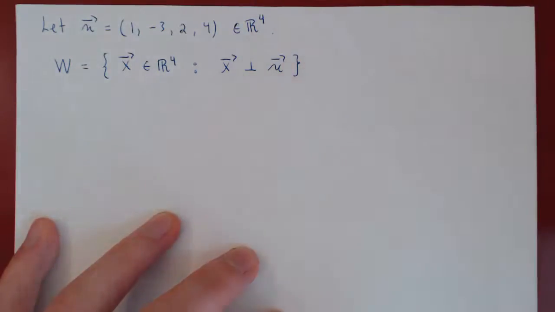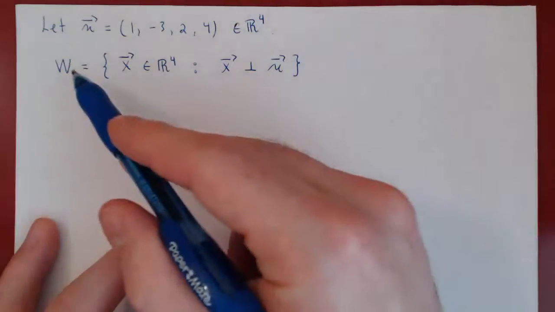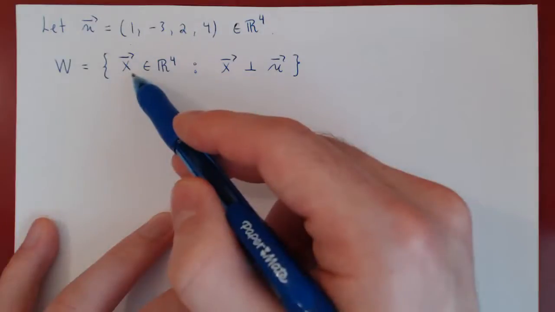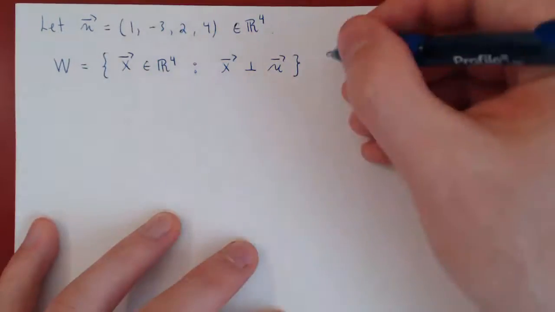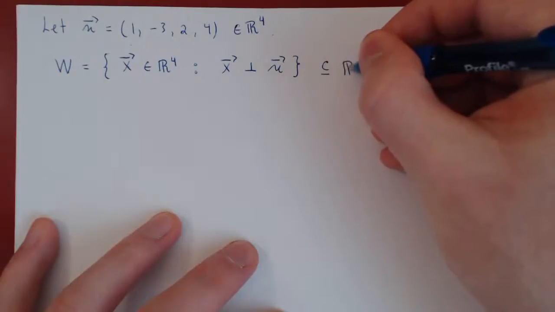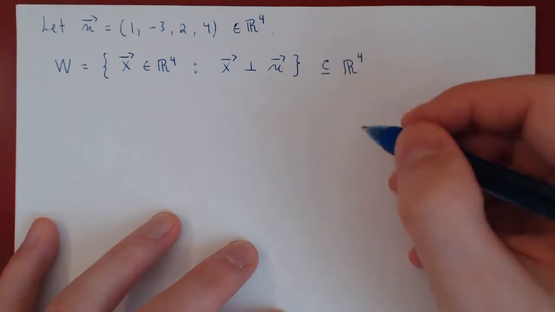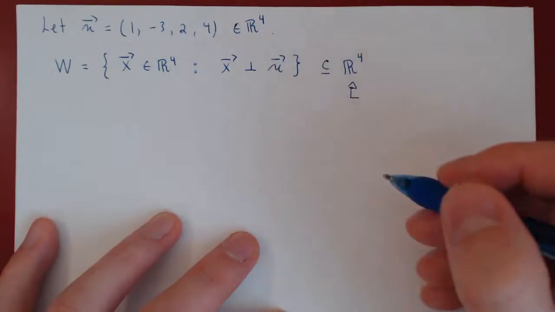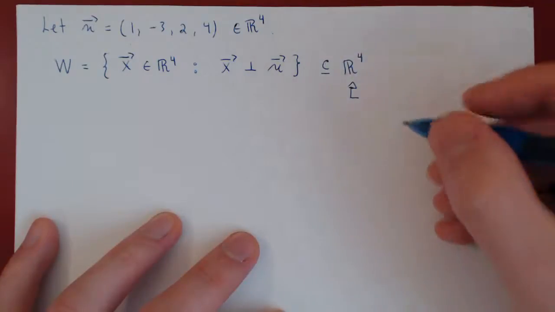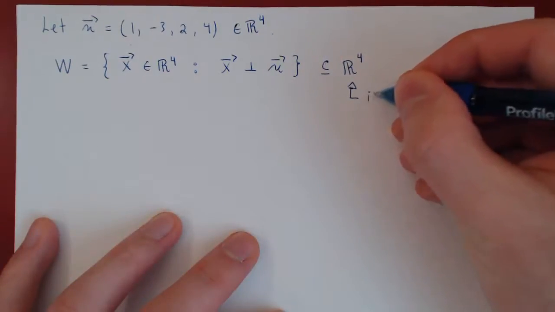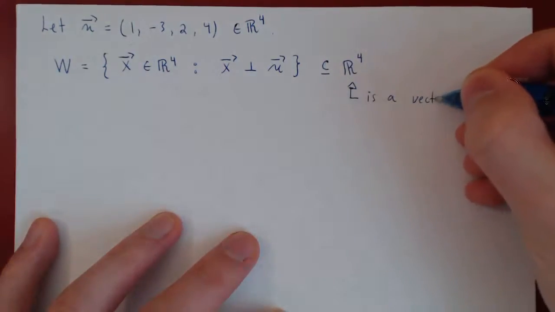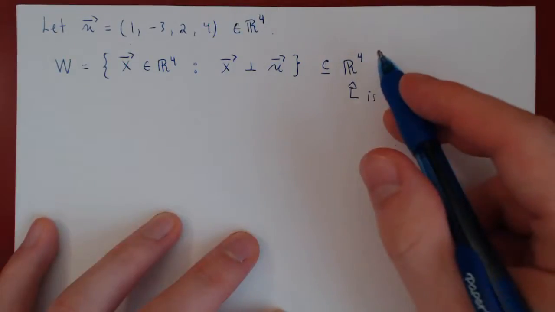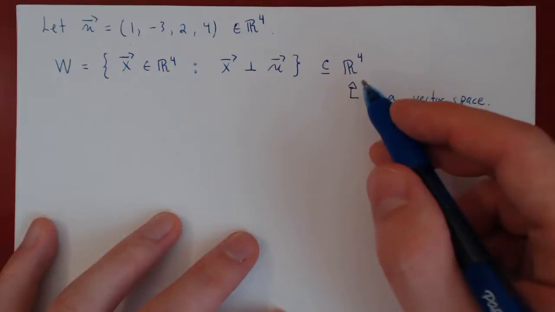Well, to use the subspace theorem, the first thing is to actually find a larger vector space that contains our set W. As all the vectors in W are vectors in R4, clearly we have a subset of R4. R4 is a known vector space because we know that Rn for any positive integer n is a vector space. So this will be here our large vector space. And again, the operations of addition and scalar multiplication are the standard ones.